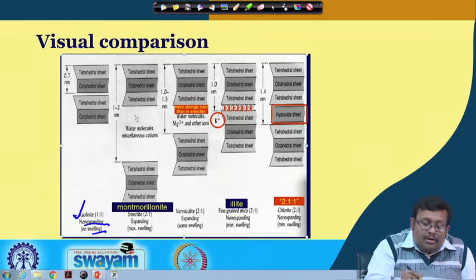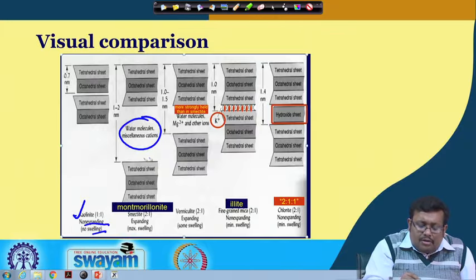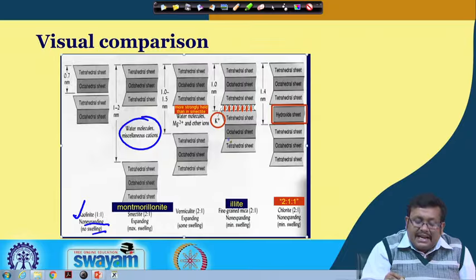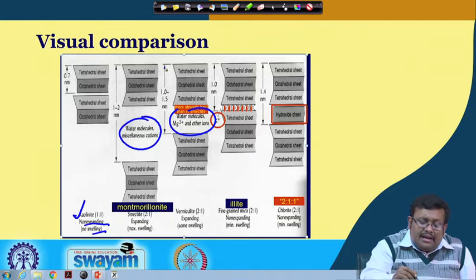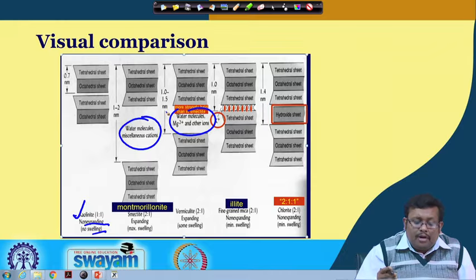Montmorillonite has a 1 to 2 nanometer interlayer or d-axis spacing, and the interlayer space is dominated by either water molecules or miscellaneous cations. In the case of vermiculite, the interlayer space is dominated by water molecules and magnesium and other ions, and the d-axis spacing is a little bit lower than that of montmorillonite. It is 1.1 to 1.5 nanometer.